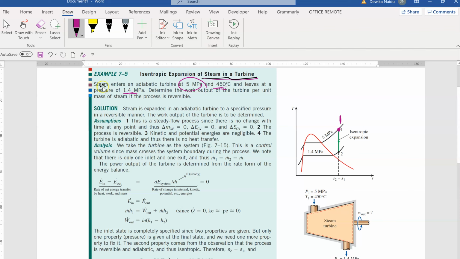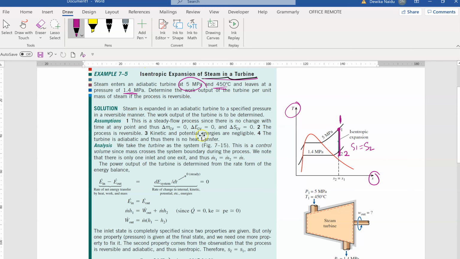Okay, and then it leaves at pressure 1.4. Keep that aside because we don't know where state 2 is yet. But this is an isentropic process. So if we plot it on a TS diagram, it's going to be a straight line, but the temperature has actually dropped because the S is the same. S1 equals S2. So roughly we know that it's going to be here.